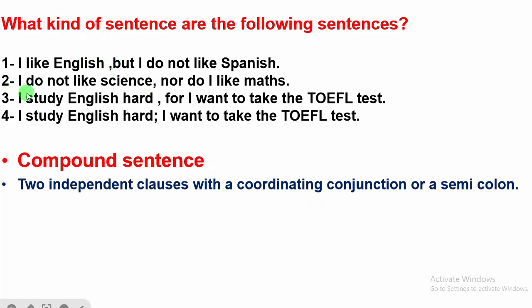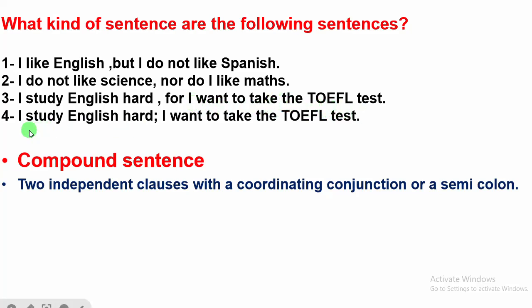In the second sentence, I have I do not like science. That's the first independent clause. Then I have a conjunction, which is nor, and another independent clause, which is do I like math. In the third sentence, I have I study English hard. That's the first independent clause. Then I have a conjunction, which is for, and after the conjunction, I have another independent clause, which is I want to take the TOEFL test. So that's a compound sentence.